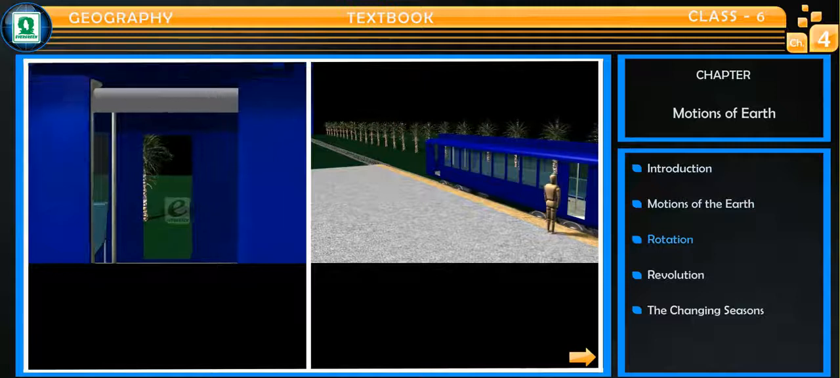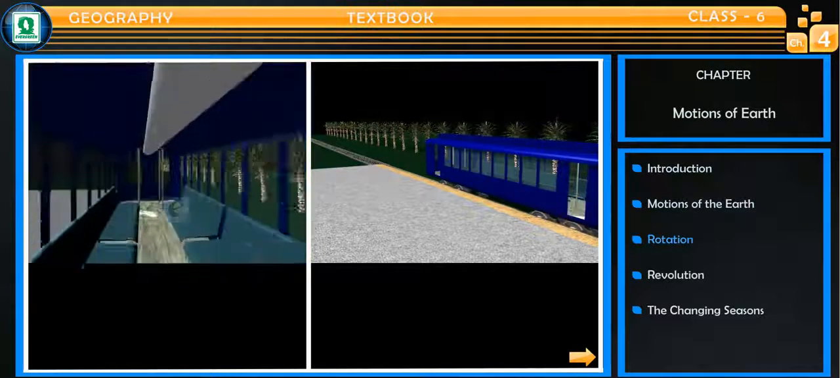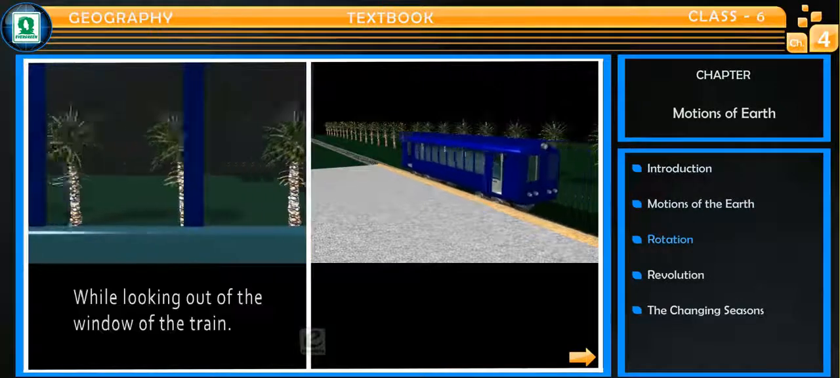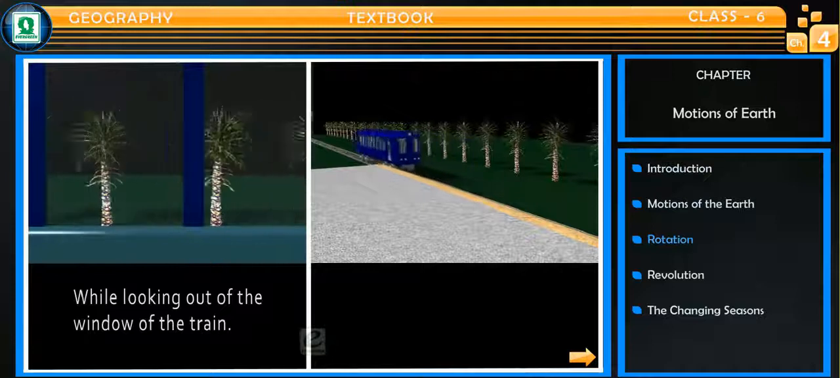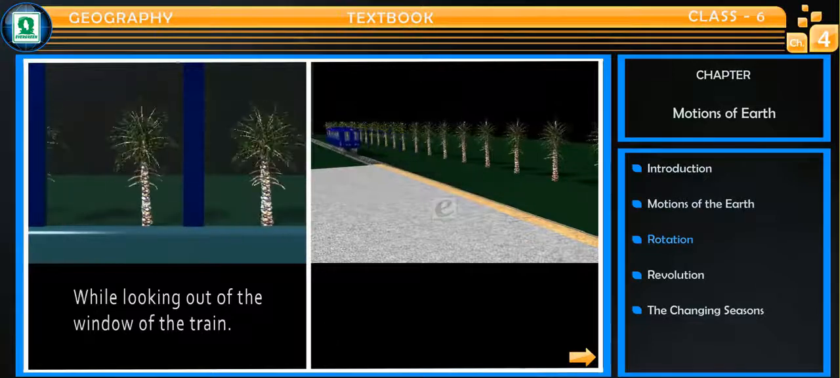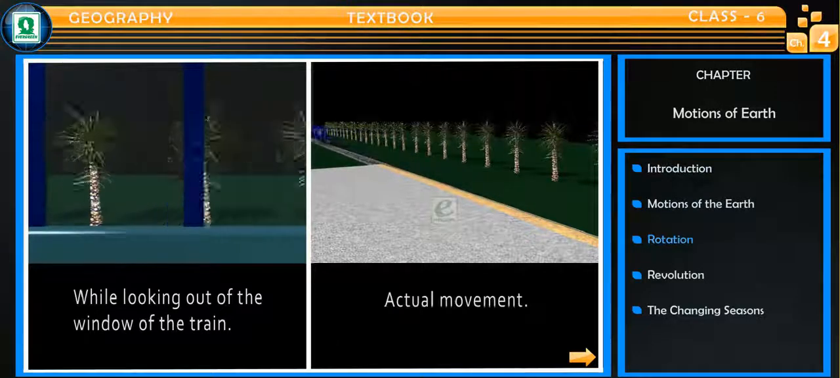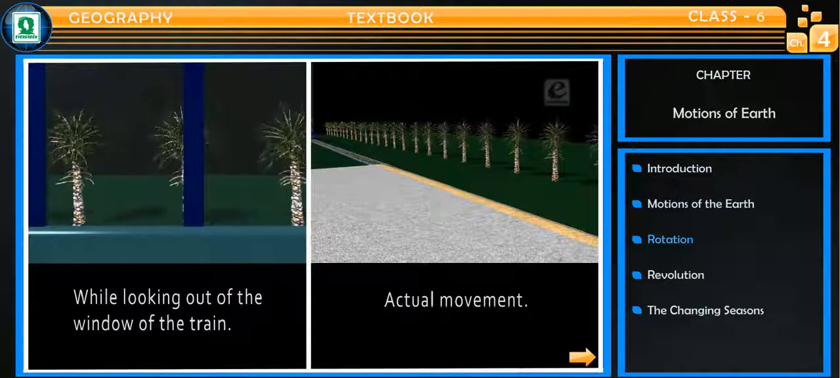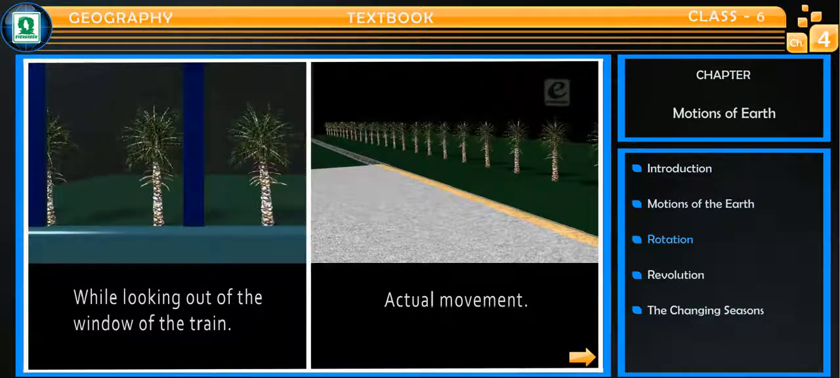You must have traveled in a train. While looking out of the window of the train, you might have seen that the trees and houses seem to be running backwards. In fact, it is not the trees and houses that are moving, but it is the train which is moving.